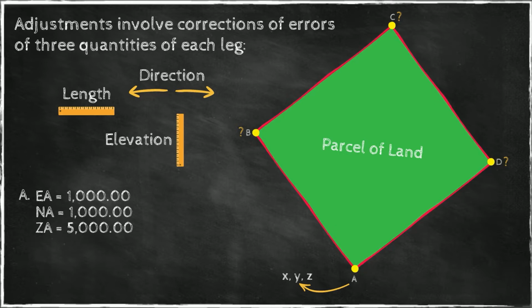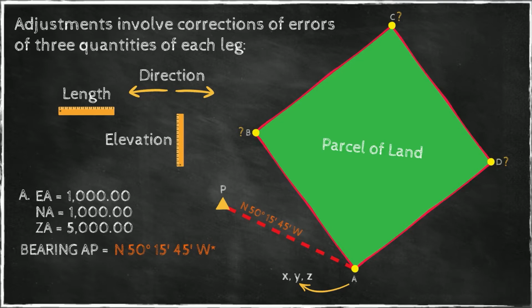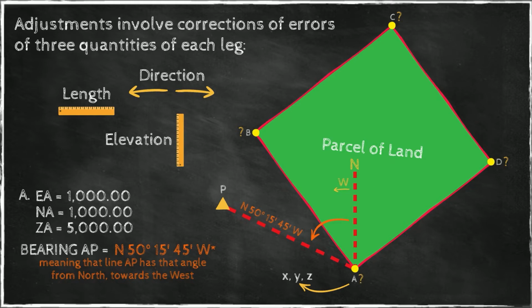And we do that by taking some other point with known coordinates, and we determine that this point has a certain direction given by this bearing from point A. The bearing means that we have an angle from north. From this north direction, this angle here goes towards the west. In other words, it swings left. It doesn't swing right from north. So this is what this bearing means.